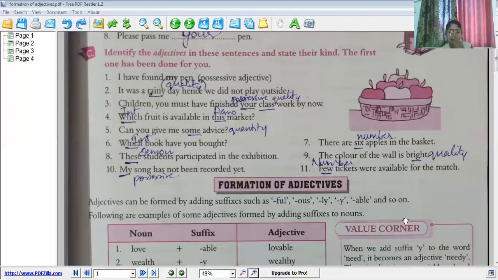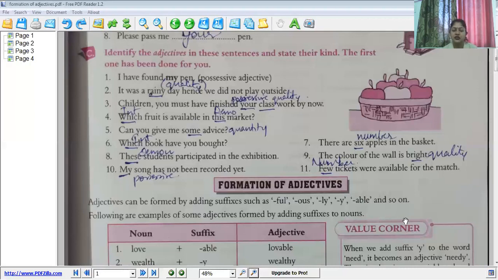Children, see the difference between buy and bought. When you are buying things, the past tense is bought. When you're bringing something, the past tense is brought. Now here, which book have you bought? Bought is where you have purchased. Now this has got nothing to do with adjectives here, but I just thought I should highlight the difference to you all. Now, which book have you brought?